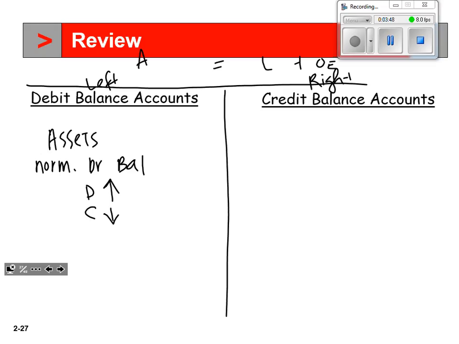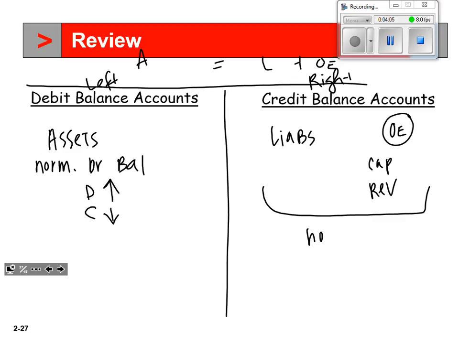As we move to the right side of the big T, which means credit, all the liabilities and 2 of the owner's equity accounts, capital and revenue, all have normal credit balances, which simply means where the running total is, on the left or the right side. Being that it's credit, it's on the right side, okay? Any credit then is the increase, any debit is the decrease.